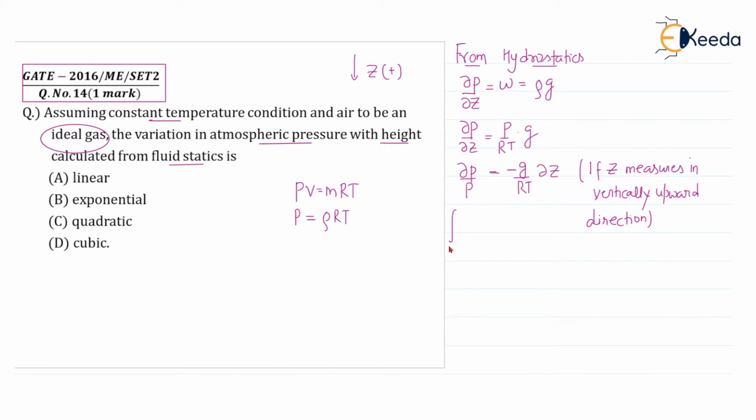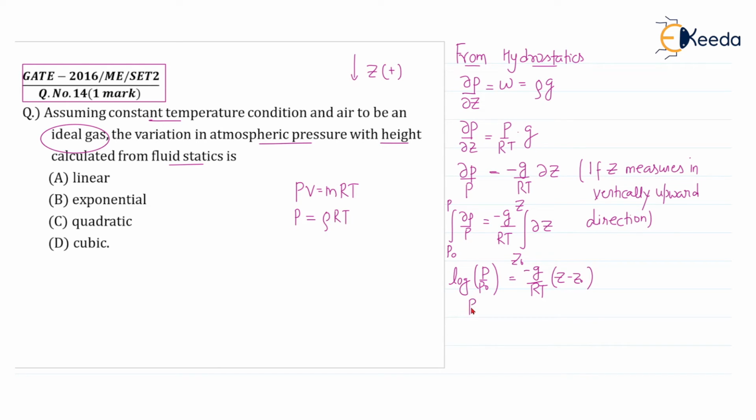So integrating dou P from P naught, that is sea level pressure, P naught to P, dou P by P equal to constant minus g by RT, integration Z naught to Z, sea level to altitude Z, integration dou Z. So from this we are getting log. After putting the limits, it will be log of P by P naught equal to minus g by RT, Z minus Z naught.